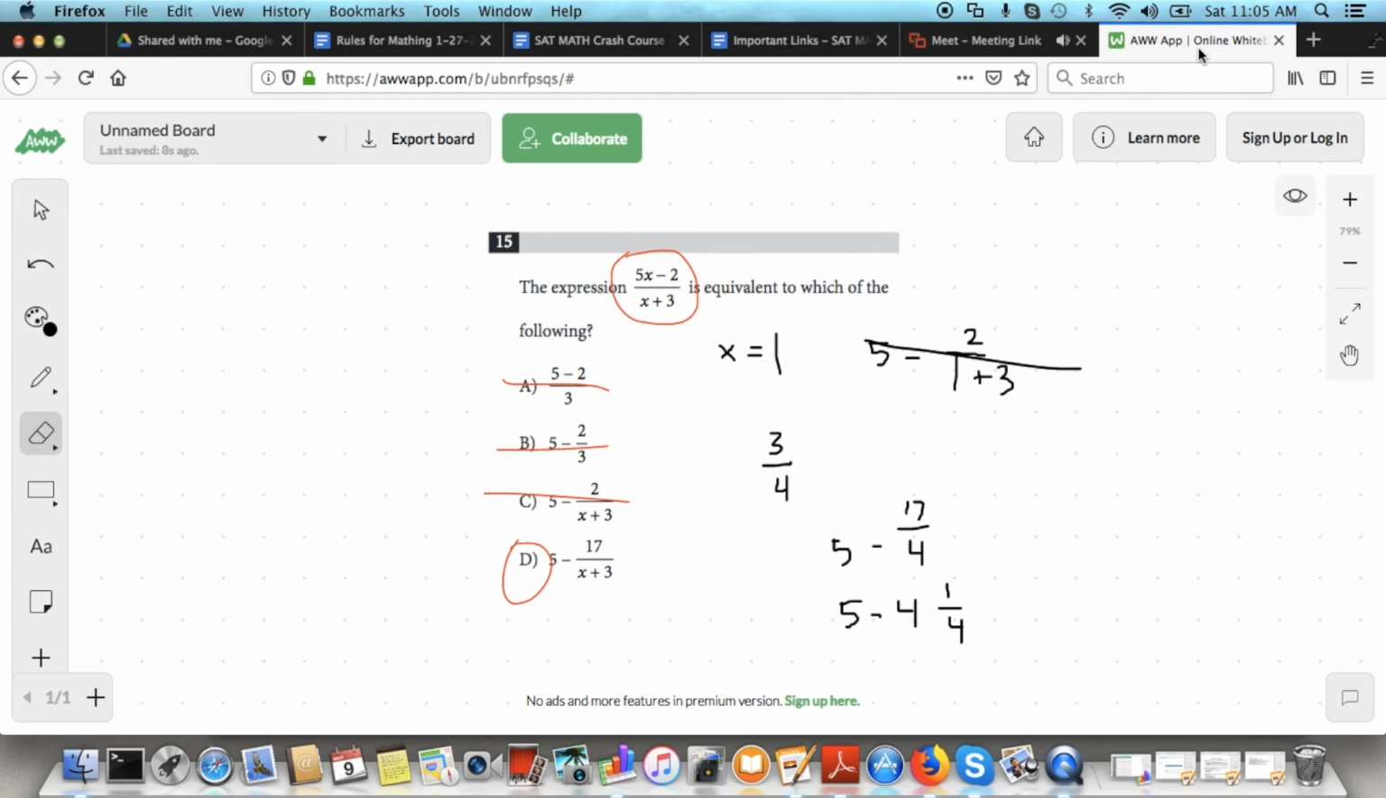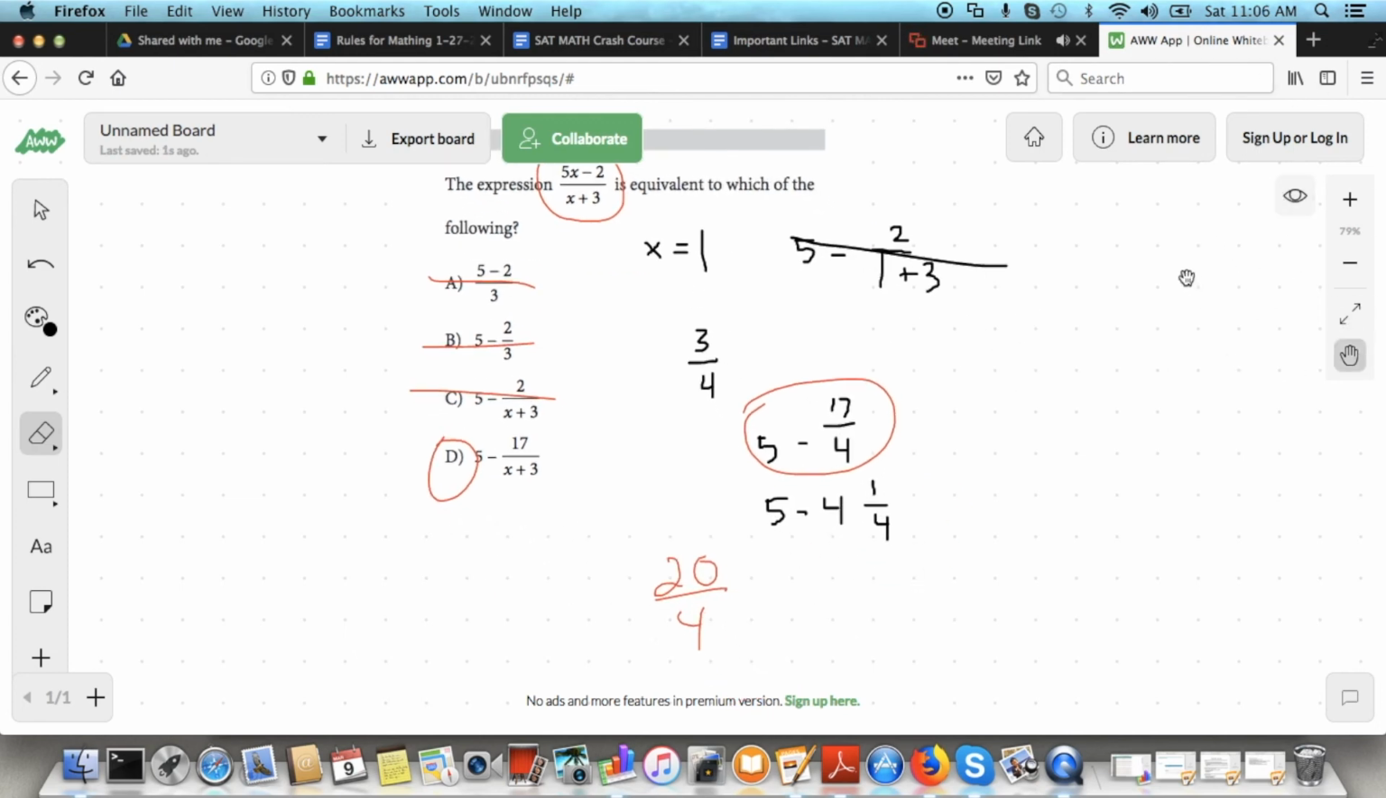Another way to look at it is to come up with a common denominator for this expression here. If we express 5 in terms of 4, which we can, because 20 over 4 is 5, 20 divided by 4 is 5. So that's 20 over 4 minus 17 over 4. You guys know how to subtract fractions, right? You just subtract the numerators. When you're adding and subtracting, you just leave the denominator and add or subtract the numerators. So that's going to give us 3 over 4.